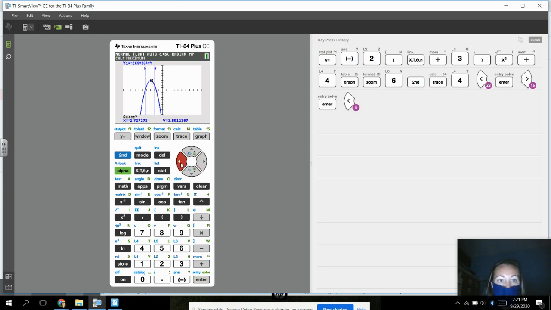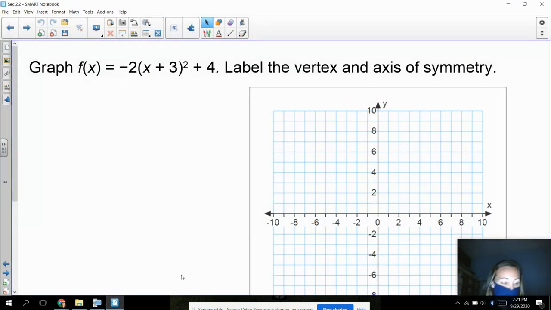And then I'm going to go to guess. So it's going to be right up top. And I'm going to hit enter. And that is your maximum, or the vertex, -3, 4. So the vertex for that is -3, 4. Again, you already did this problem, so you already have this graph and everything drawn in your notes. So that's your vertex.